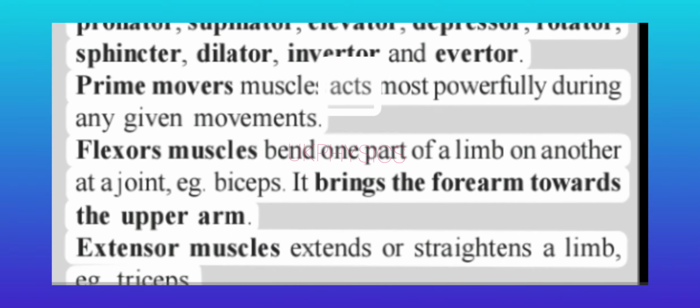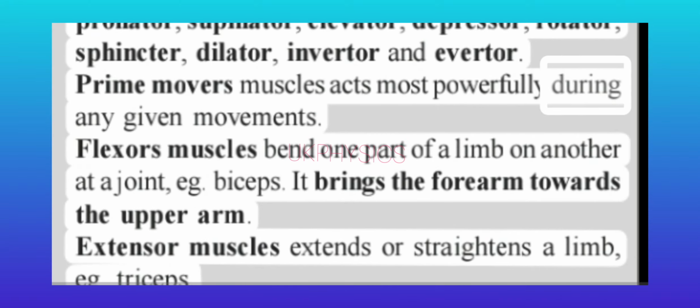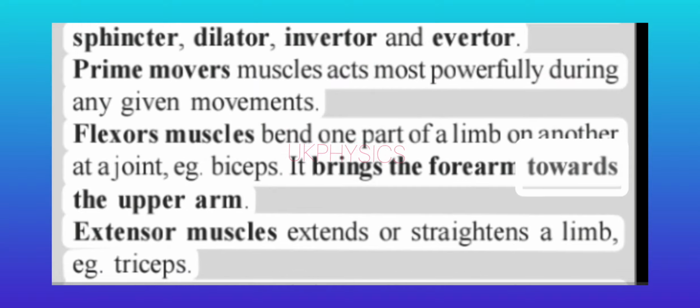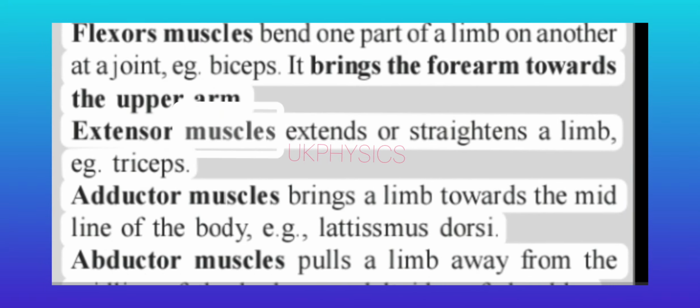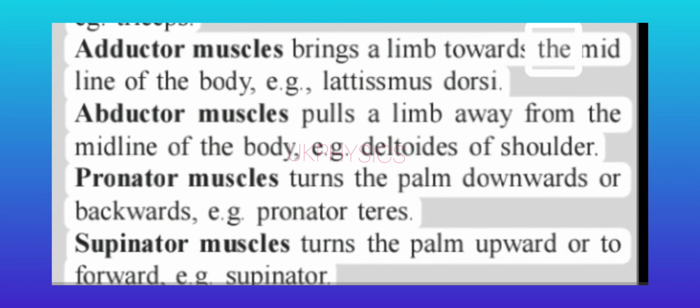Prime mover muscles act most powerfully during any given movement. Flexor muscles bend one part of a limb on another at a joint, e.g., biceps, which brings the forearm towards the upper arm. Extensor muscles extend or straighten a limb, e.g., triceps. Adductor muscles bring a limb towards the midline of the body, e.g., latissimus dorsi. Abductor muscles pull a limb away from the midline of the body, e.g., deltoids of shoulder.